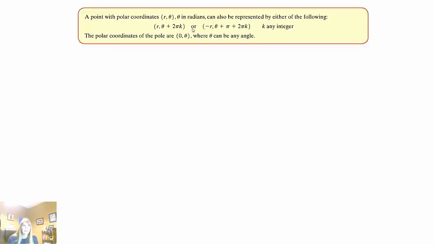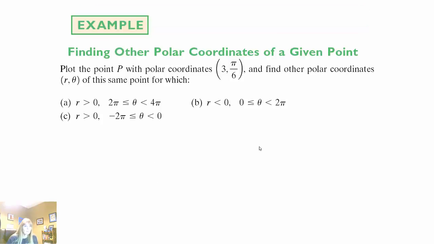Now this should make sense to you because of periodic properties, that we can go whatever angle and then plus 2 pi times some value, like in other words 2 pi times 2, which would be 4 pi, and so on. The polar coordinates of the pole are 0, theta, where theta can be any angle. So in other words, we're going to start at the pole 0 and then go out whatever our angle is. So based off of that periodic property, that's what we're going to do here.